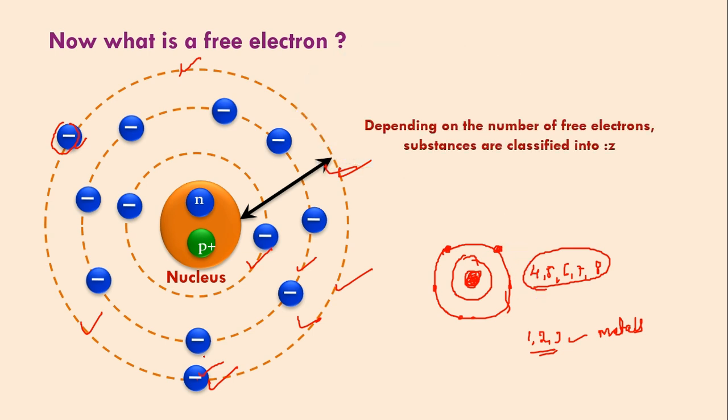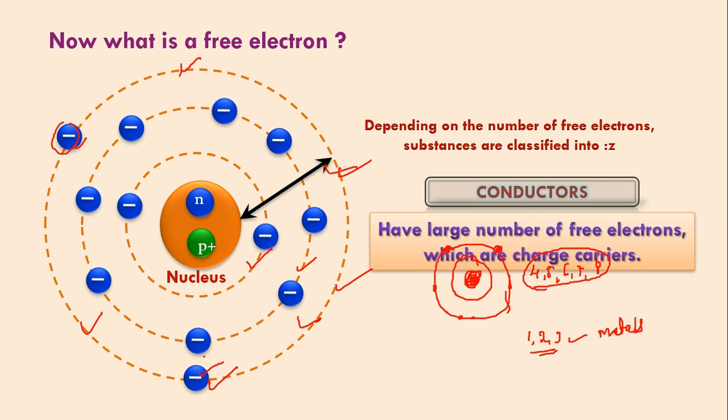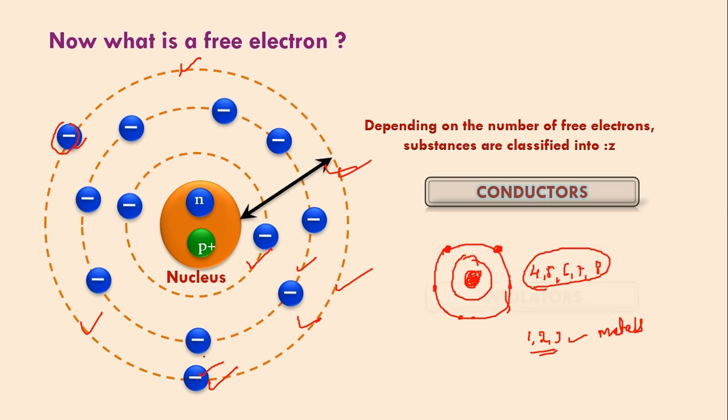Is it right? So depending on the number of free electrons, substances are classified into three categories. One is conductors, which have a large number of free electrons, which are charge carriers. If one, two or three electrons are present in the outermost orbit, we can consider them as metals, and they are free charge carriers. We call them conductors.